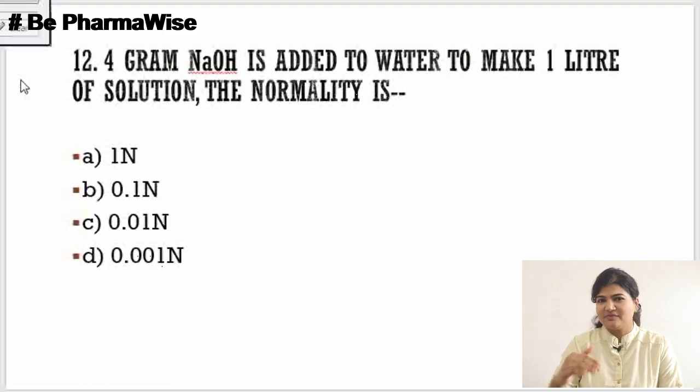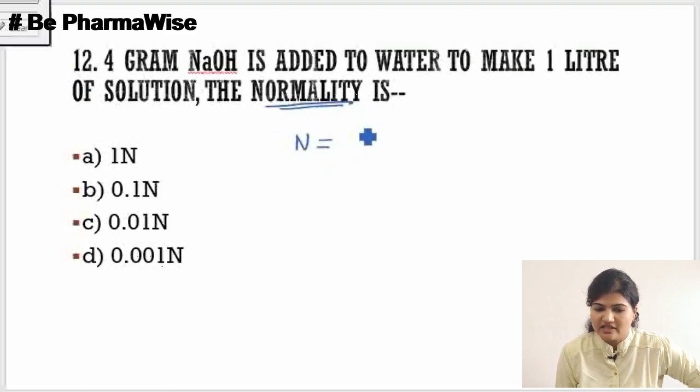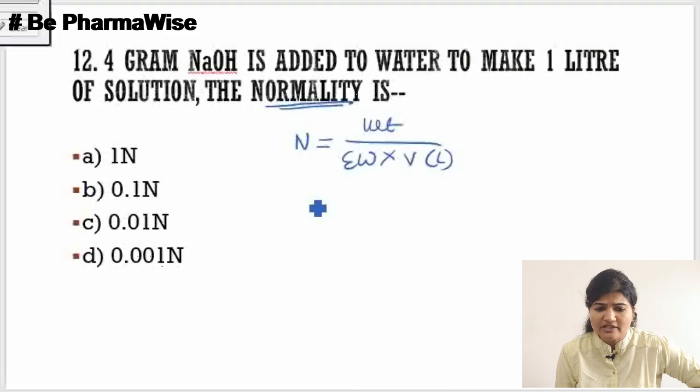Again the same kind of question. 4 gram NaOH is added to water to make 1 liter of solution. The normality is, so you have to use the same equation. Normality is equal to weight of substance upon equivalent weight into volume in liter. So you have to find the normality for NaOH.